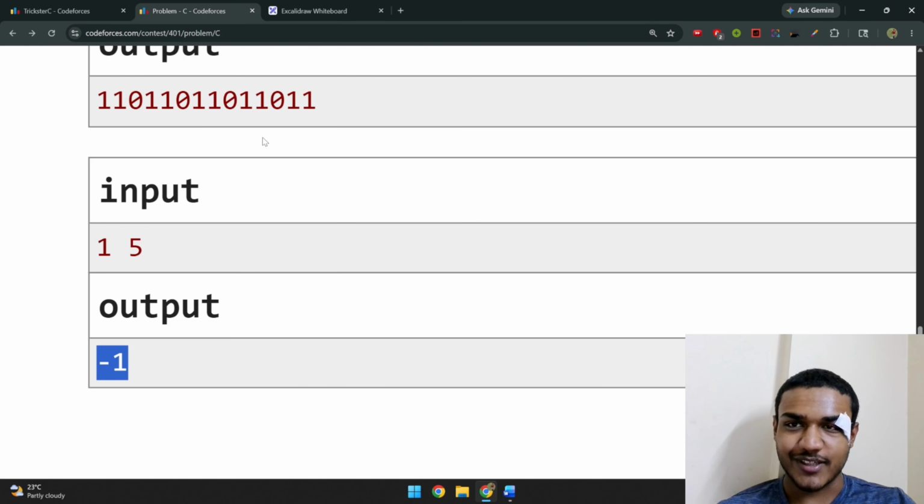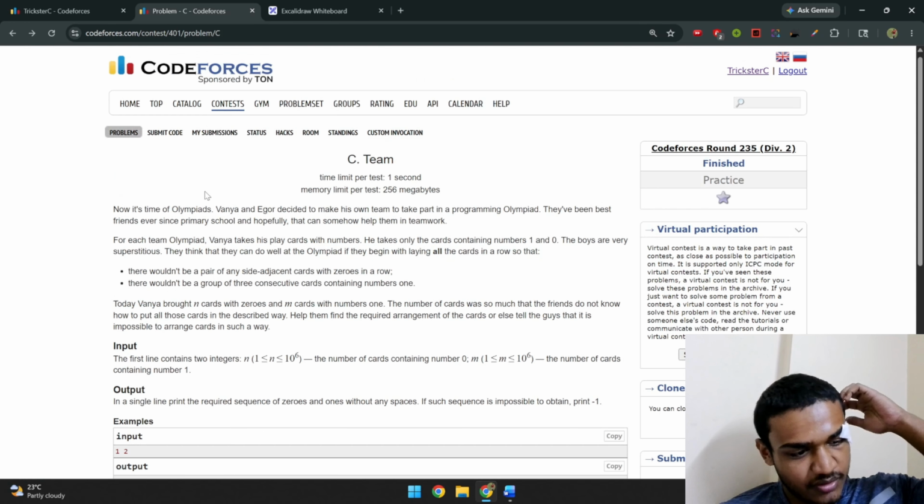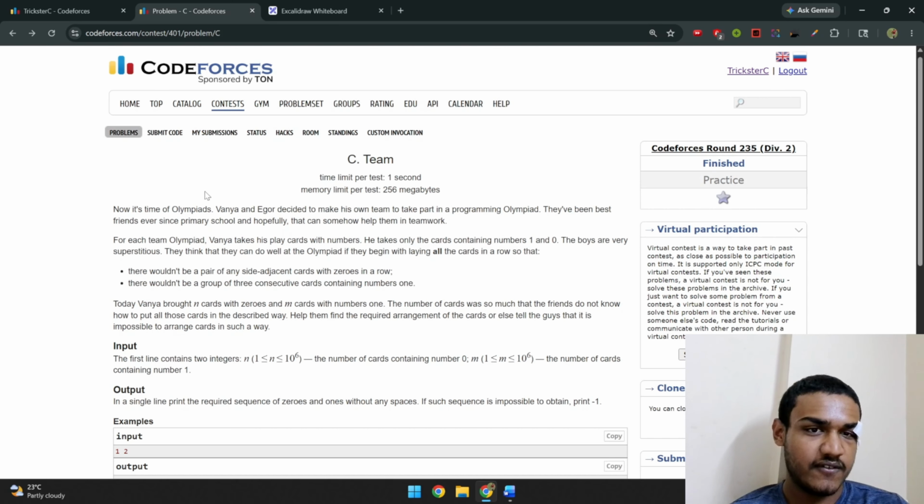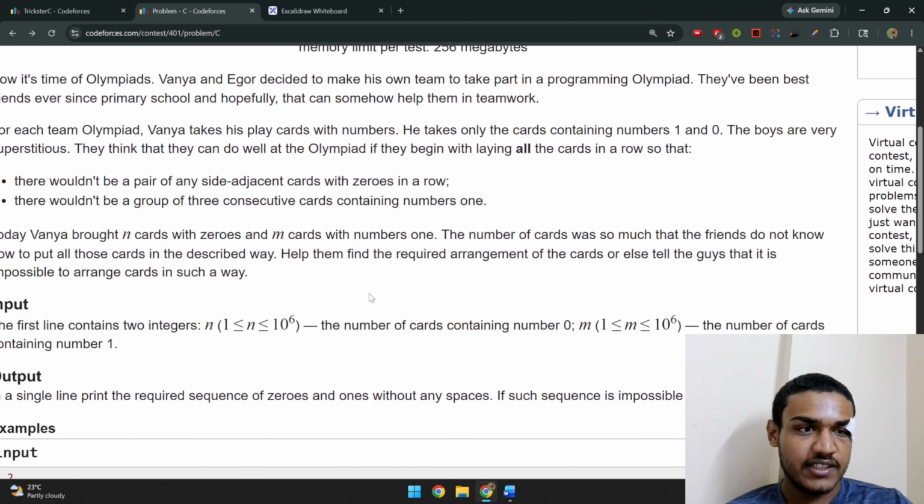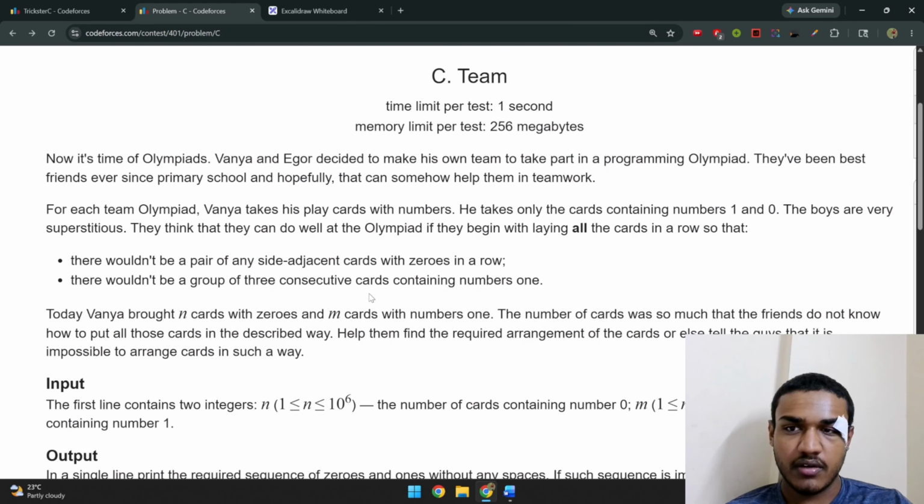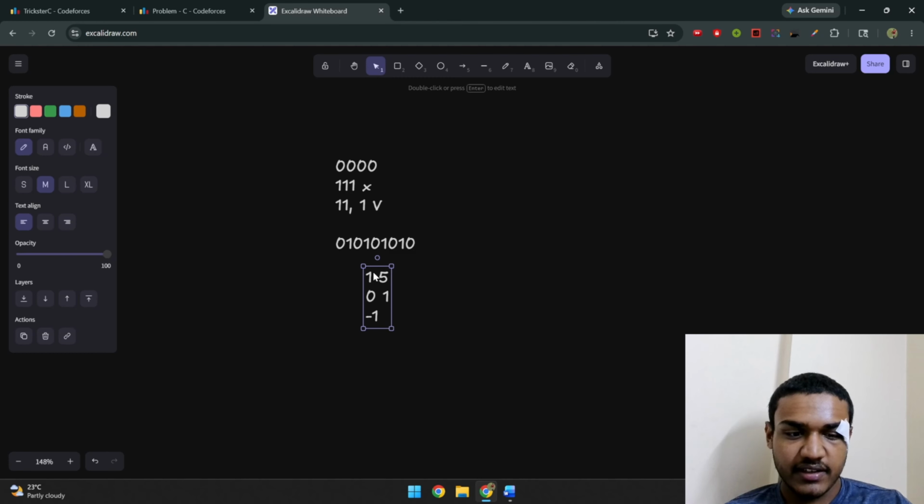Essentially, before we can even check how this pattern exists, we need to check if this pattern can exist in the first place. So how do we check if this pattern is valid based on the number of cards they've given us? Let's go back to the criteria that they've given us.